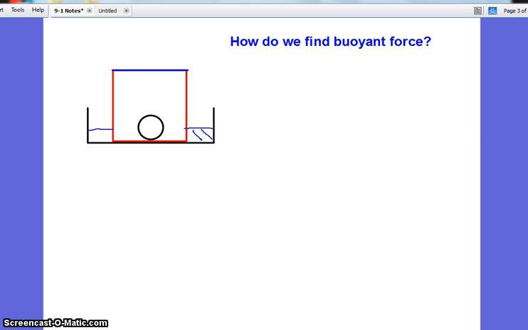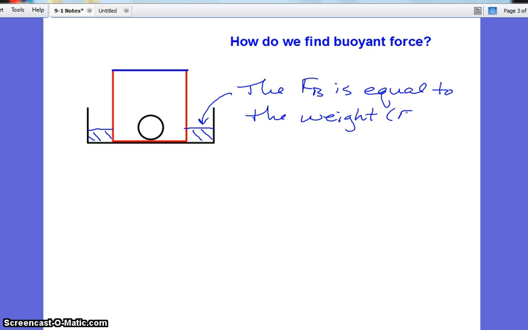If I take this overflowed water and put it on a balance, the buoyant force is equal to the weight, which is also called the gravitational force, of this much water.